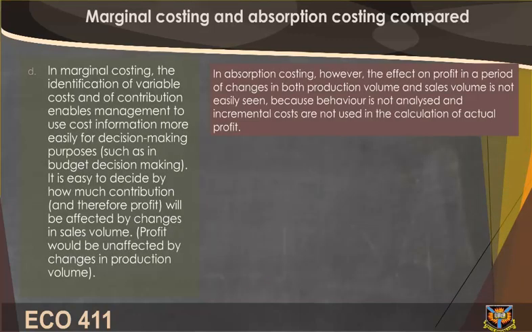D. In marginal costing, the identification of variable costs and of contribution enables management to use cost information more easily for decision-making purposes, such as budget decision making. It is easy to decide by how much contribution and therefore profit will be affected by changes in sales volume. Profit will be unaffected by changes in production volume. In absorption costing, however, the effect on profit in a period of changes in both production volume and sales volume is not easily seen, because cost behavior is not analyzed and incremental costs are not used in the calculation of actual profit.